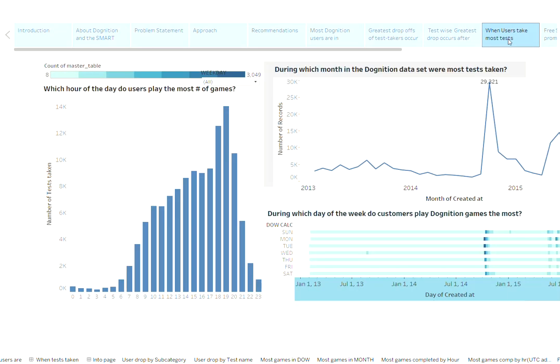This next visualization shows us when users are most likely to play Dognition games by day of the week, hour, and month. You can see here that most users tend to play games on Sundays between 6 and 8 p.m. And this suggests that Dognition could target advertisements or nudge notifications to users during this particular time period.